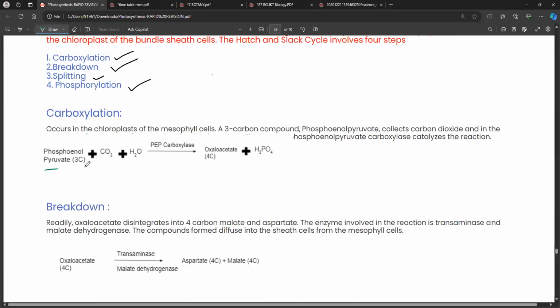Who is the first carbon acceptor? Phosphoenol pyruvate. How many carbon? 3 carbon, combined with 1 carbon. 3 plus 1, 4 carbon. We are getting what? Oxaloacetate. We got that very correctly. And what is the major principal enzyme? This is a crucial point. PEP carboxylase enzyme. It just adds that carbon and converts it into oxaloacetate.